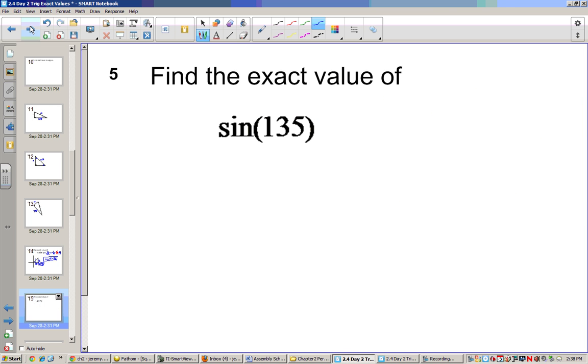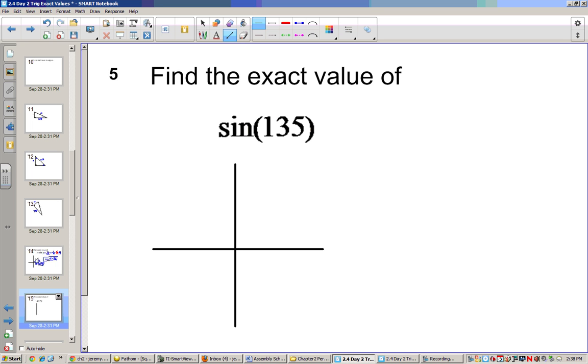All right. So let's go on to the next one. Sine of 135. We have to figure out where 135 is. It's going to be between 90 and 180, and that's going to create a 45-degree angle with the x-axis. Now I'll draw a line connecting it to the x-axis.